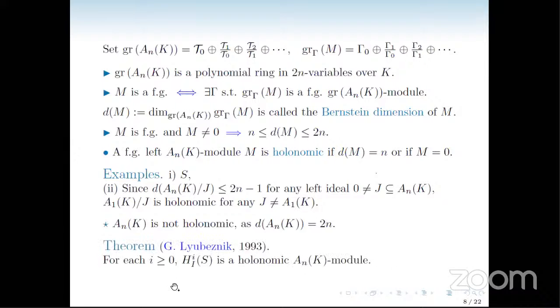Now Lyubeznik proved that the ith local cohomology module of S is a holonomic A_n(K)-module. So here I want to remark that holonomic modules are not only finitely generated, they have finite length and they are actually cyclic modules. And mostly this is the first application of D-module theory in commutative algebra. From then, D-module theory has been used in different aspects like tight closure theory, F-jumping coefficients, and many more commutative algebra contexts.